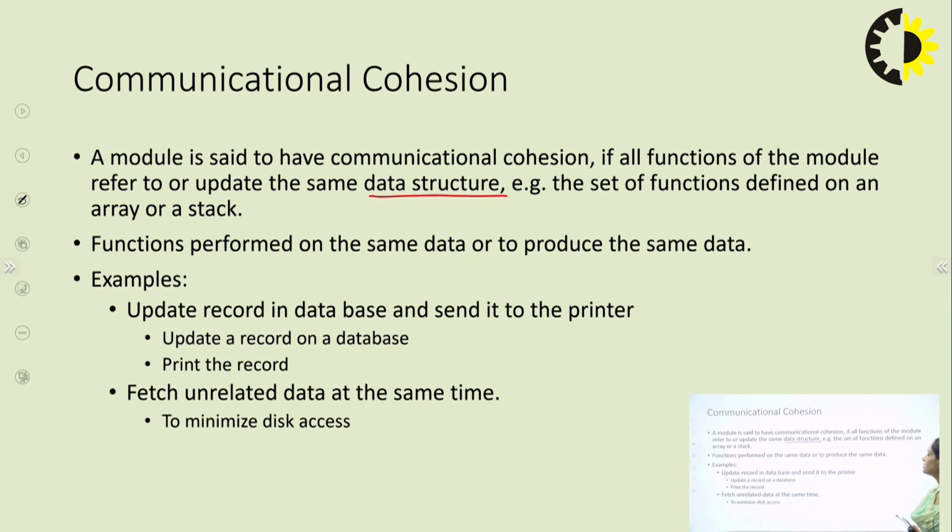So, this data structure, what is it? A set of functions defined on any array or stack. So, array or stack is a kind of data structure. Whatever functions you are doing, for example, update the record in the database and send it to the printer, what will it do? It will update the record on the database and then print the record. So, that is how communicational cohesion works.